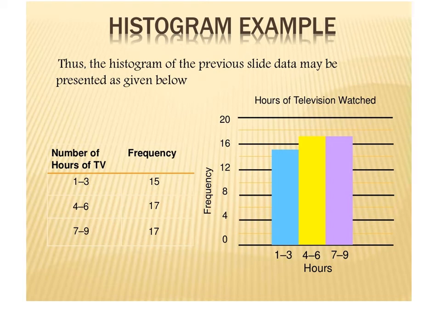So from 1 to 3 hours there are 15 students, so the blue bar goes up to 15. And for 4 to 6 hours, there are 17 students, so the yellow bar goes up to 17. And from 7 to 9 hours there are 17 students who watch TV, and its bar, which is purple in color, also goes up to 17. As you see here, there is no space between the bars. So by showing the graph, we can easily differentiate between a histogram and a bar graph.